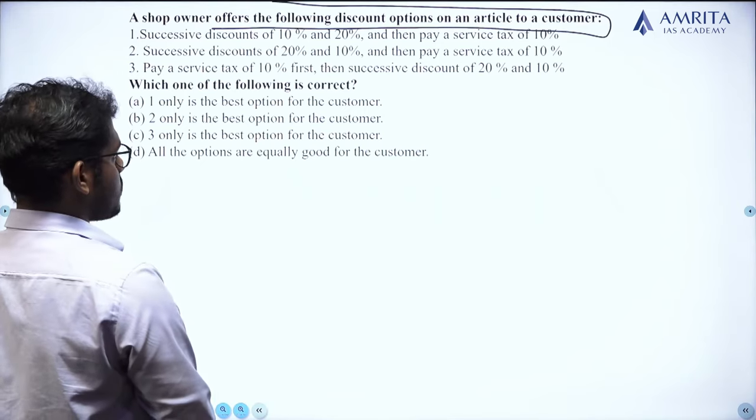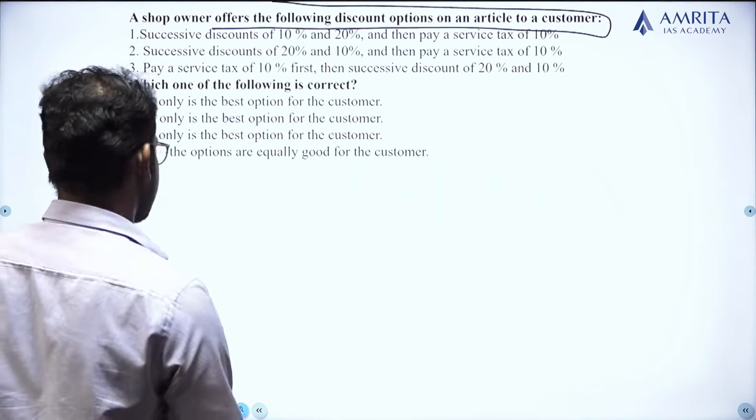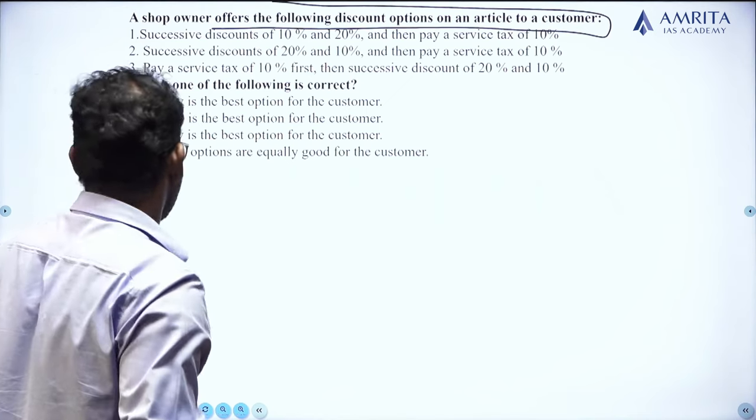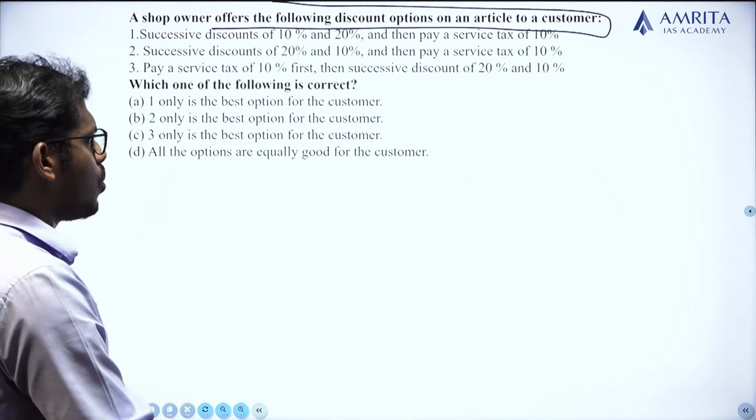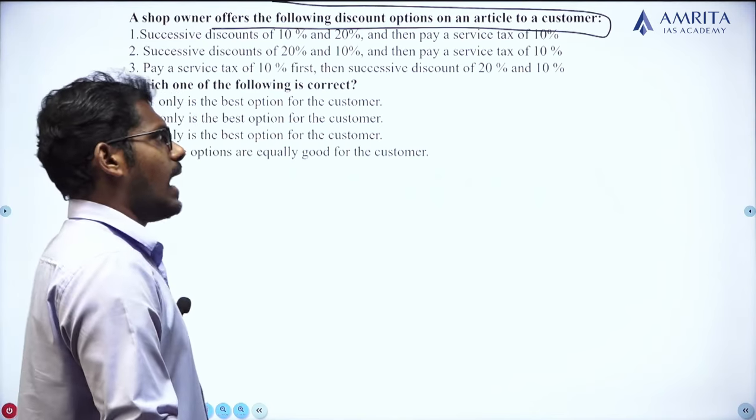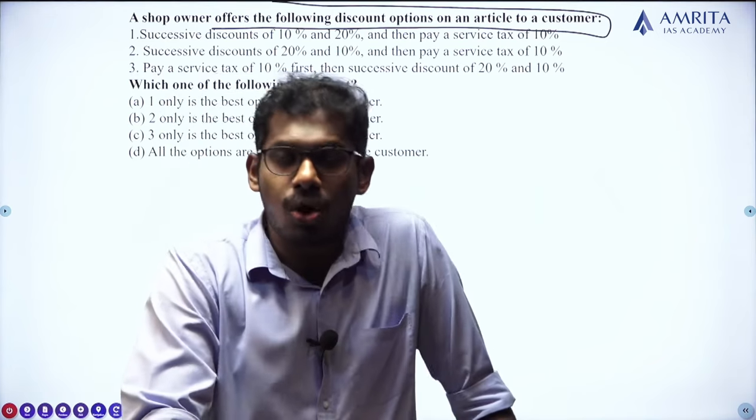One only is the best option for the customer. Two only is the best option for the customer. Three only is the best option for the customer. All the options are equally good for the customer. Okay, fine. It's a simple question. Though the statements are a bit confusing and tempt the student to leave that question, don't do that.